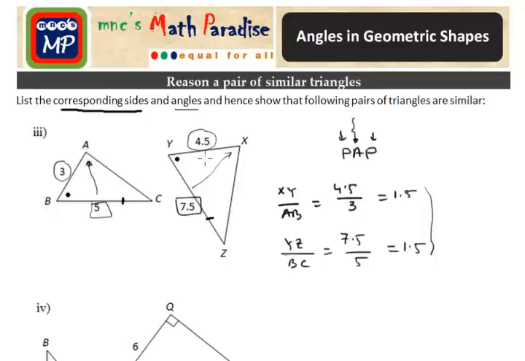So A and X will be corresponding angles, and AB's corresponding side is XY. So AB is opposite angle C and XY is opposite angle Z. So Z and C will be corresponding angles. So here A and X are corresponding angles, B and Y are corresponding angles, C and Z are corresponding angles. AB and XY are corresponding arms, BC and YZ are corresponding arms, and AC and ZX are corresponding arms.